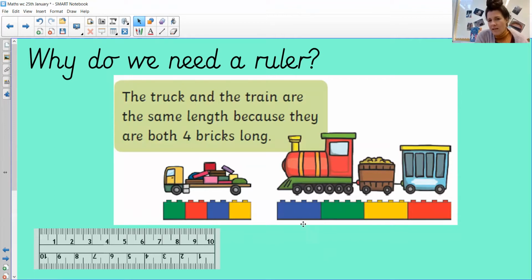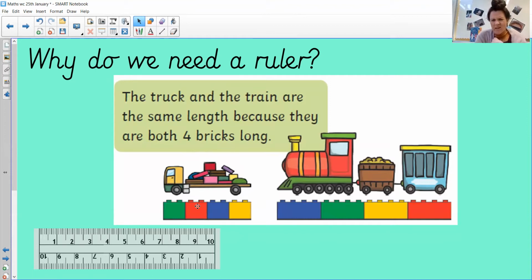Right, you count under here. I'm going to listen to you. Oh, great, I heard you. Oh, there's 4 bricks under here. So the train's 4 bricks and the truck is 4 bricks. But if I look at them, just even looking at them, this truck doesn't look as long as the train. The train is longer than the truck, but they've both got 4 bricks.